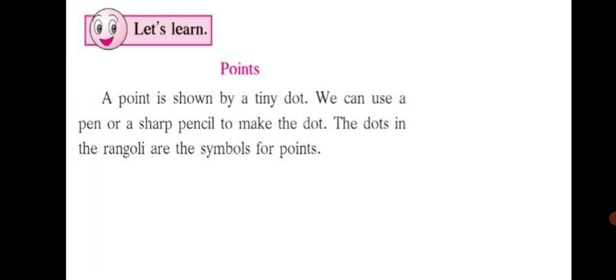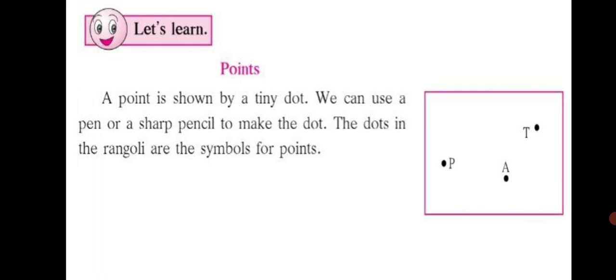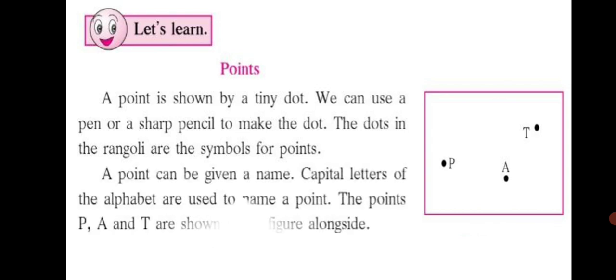So let's learn about points. A point is shown by a tiny dot. We can use a pen or a sharp pencil to make the dot. The dots in the rangoli are the symbols for points. A point can be given a name. Capital letters of the alphabet are used to name a point. The points P, A and T are shown in the figure alongside. So you can see point P, point A and point T here.